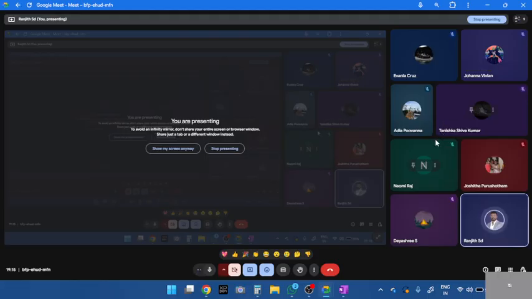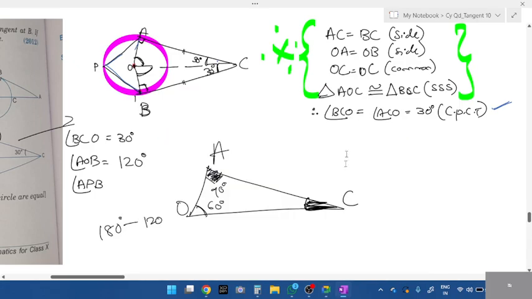Now is it clear? Is it fine? Okay. What about others? Fine, students. I'll once again explain this. Take these two separate triangles. I'm not talking about this question.